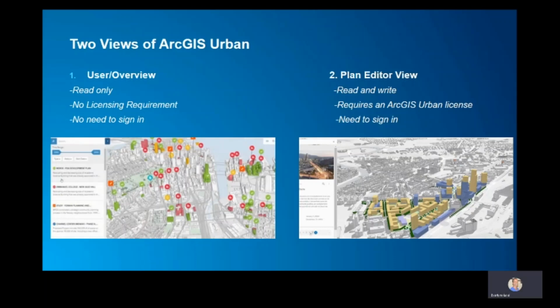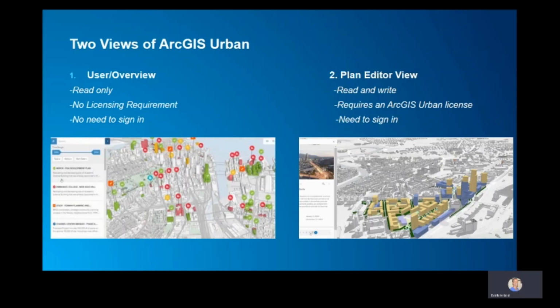Then we also have the plan editor view, which is mainly an internal view. This view has both read and write capabilities. And so for this, you will require an ArcGIS Urban license, and you'll also need to sign in. From here, you're able to make plans, configure your project and all that. So you have both read and write capabilities. We're going to look at this shortly in the demonstration because we'll be mainly looking at creating your plans, updating that here.